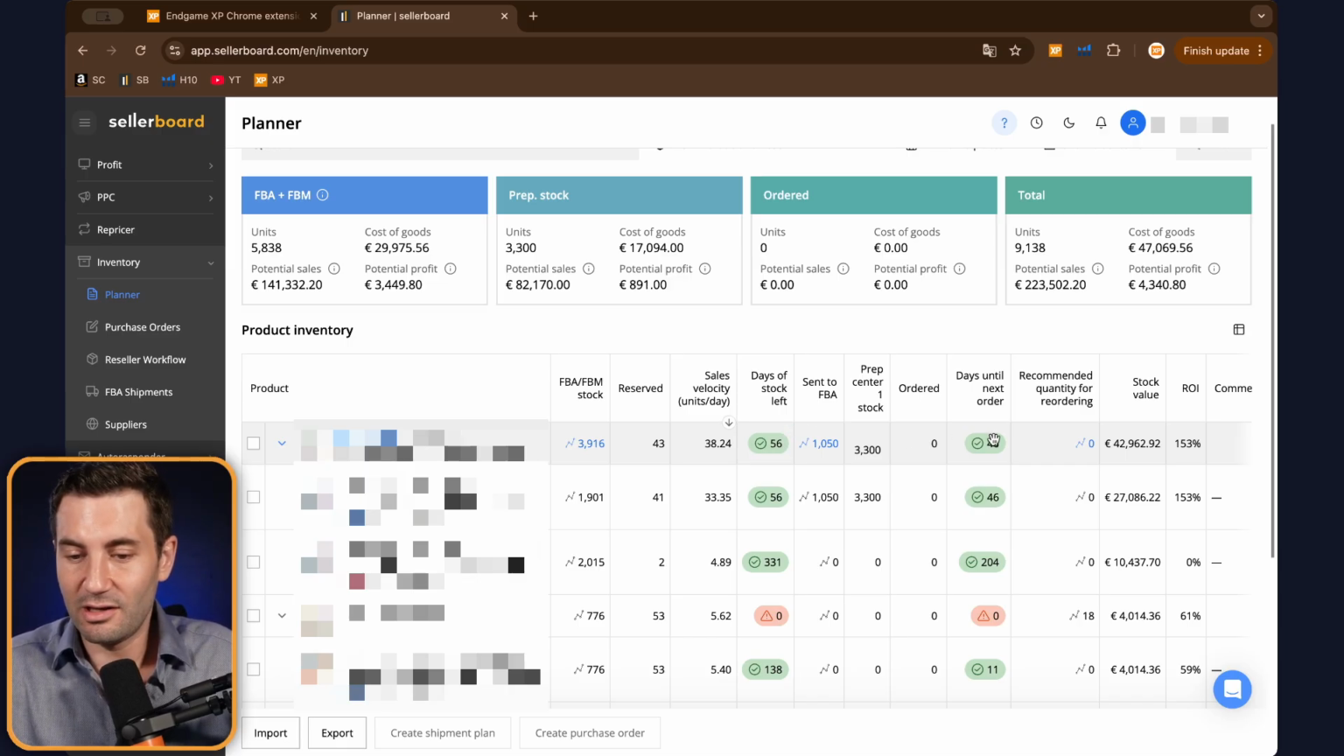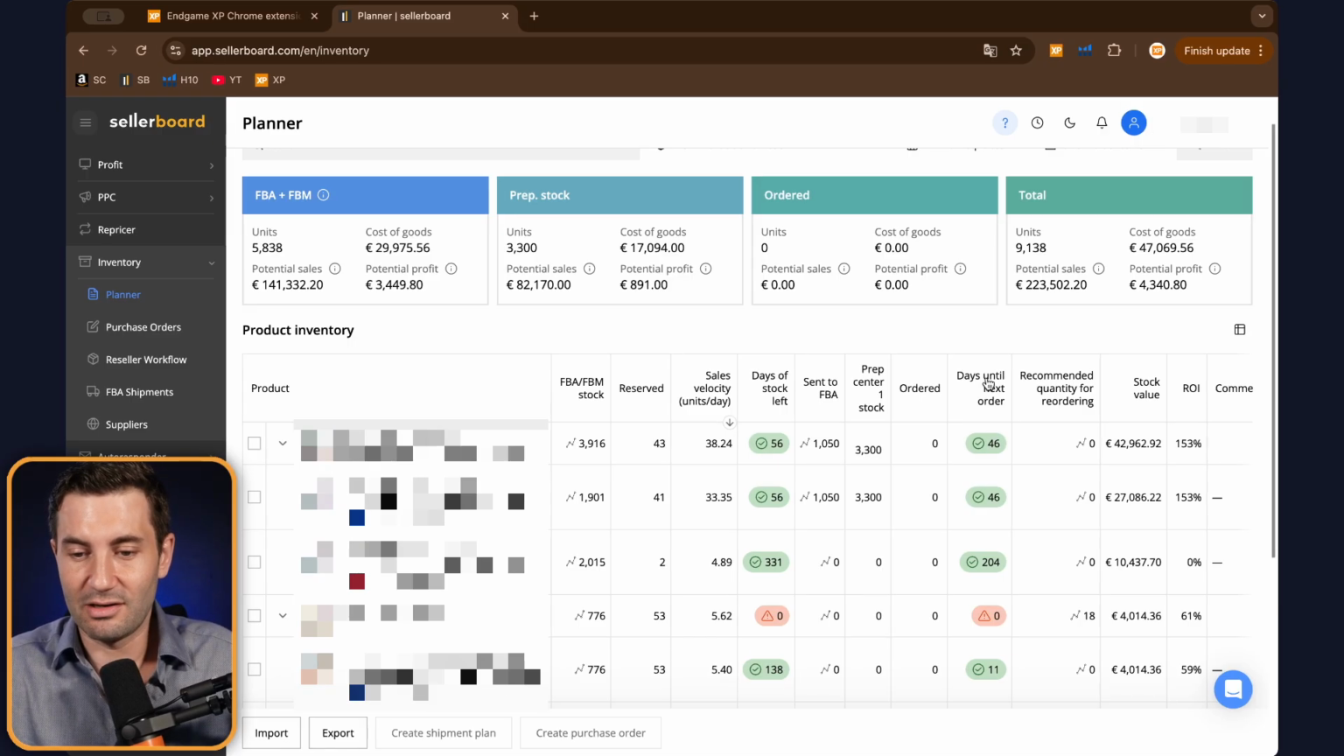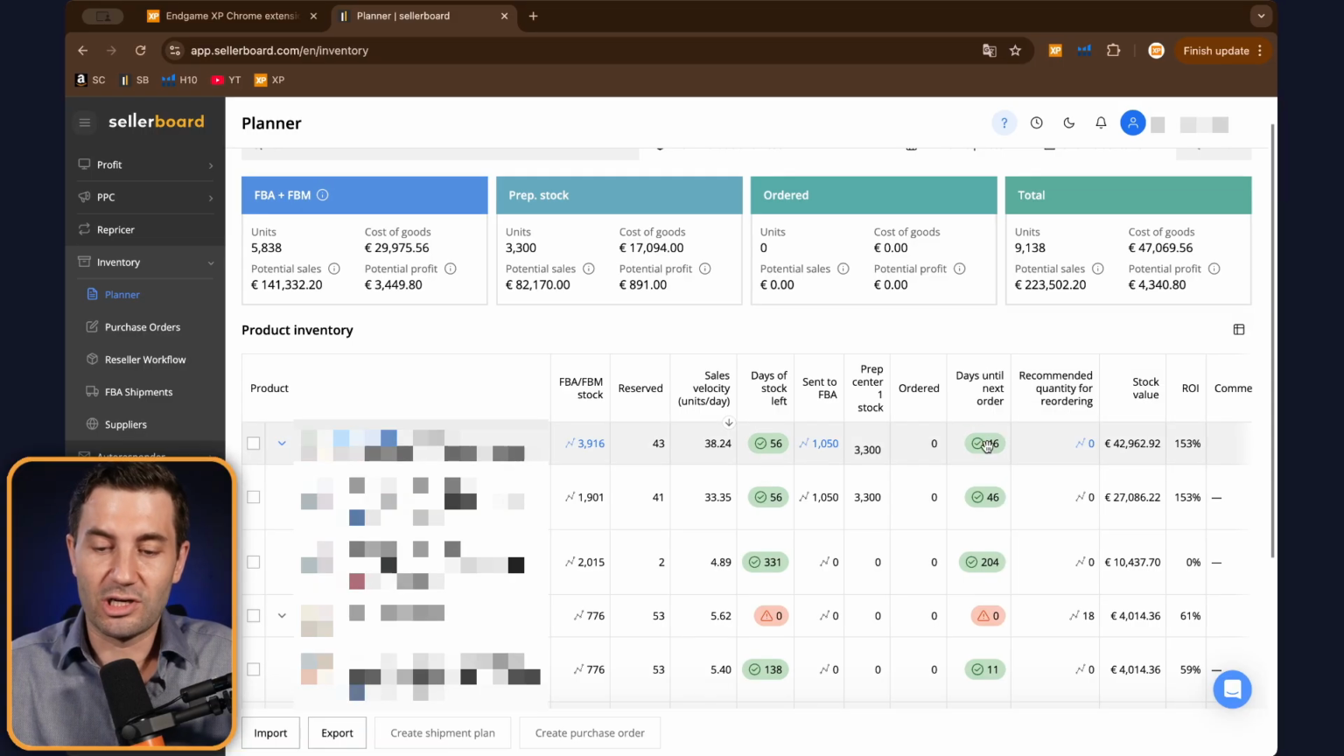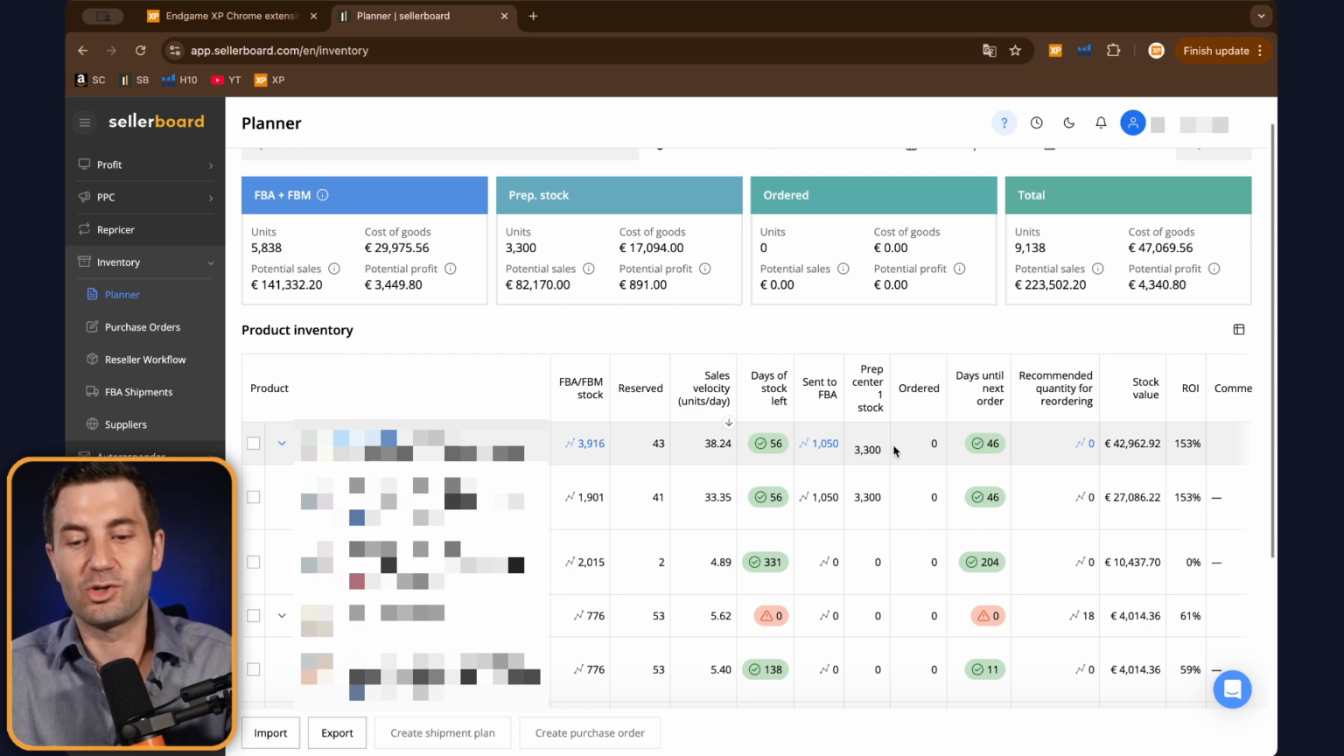And of course, the most important column, I would say, is the days until next order, which is the calculation of Sellerboard of how many days until you need to reorder your next batch to avoid being stocked out. That is including the amount of units you have left for each product in the Amazon warehouse, as well as the ones you are entering manually in the prep center or ordered sections.